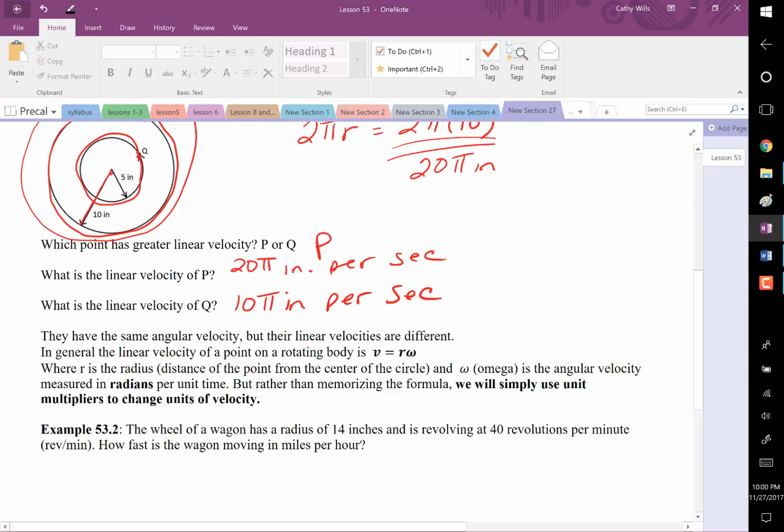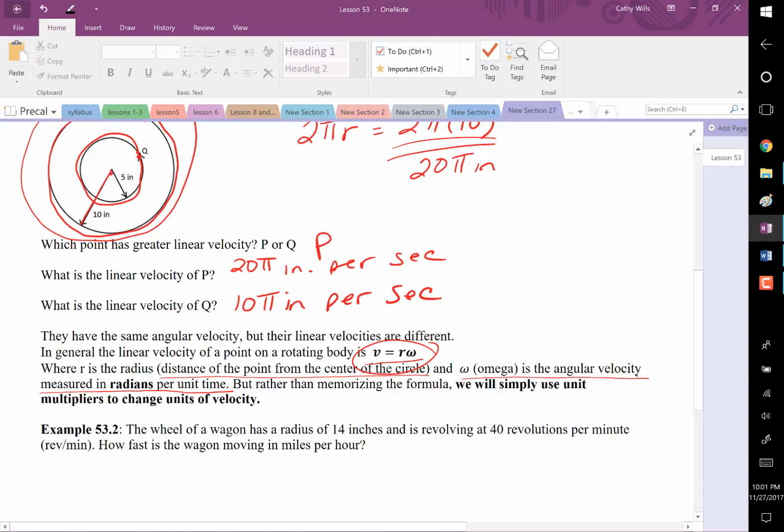In general, the linear velocity of a point on a rotating body is v equals r omega, where r is the radius, that's the distance of the point from the center of the circle, and omega is the angular velocity measured in radians per unit time. Okay? We're not really going to use this formula because it is only good if you have the angular velocity of your wheel or whatever it is that's spinning in radians per unit time. But a lot of the time it's not in radians, and so you end up having to change it anyway.